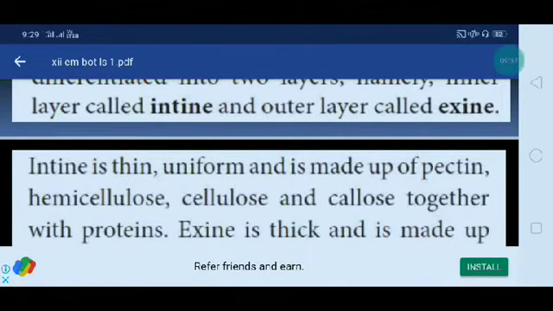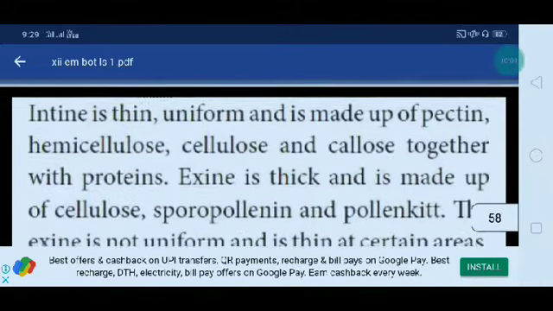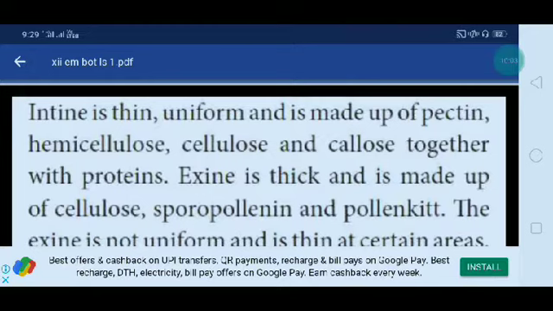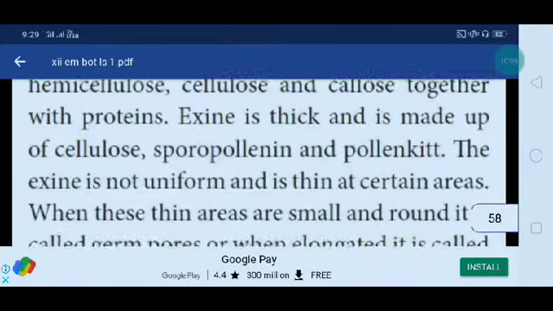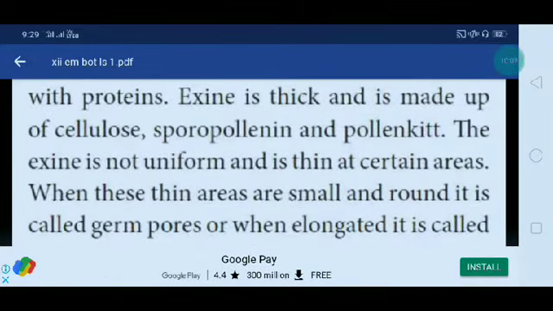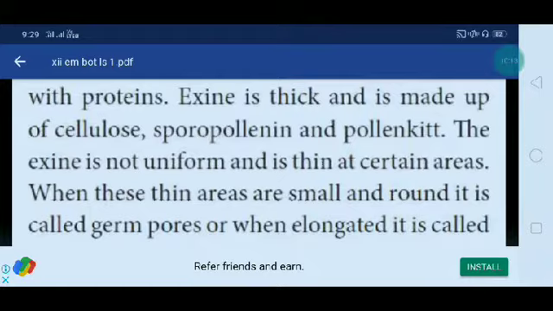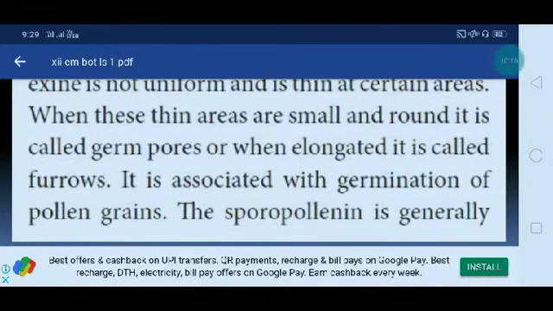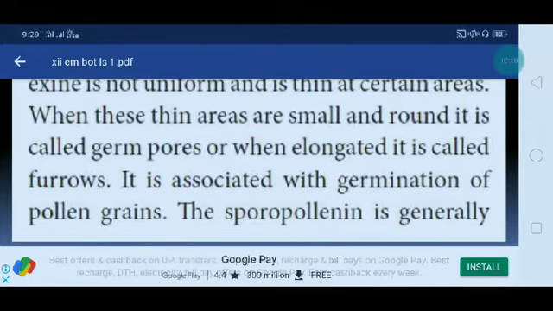and made up of pectin, hemicellulose, cellulose, and callose together with proteins. Exine is thick and is made up of cellulose, sporopollenin, and pollen kit. The exine is not uniform in nature, it is thin in certain areas. When these thin areas are small and round, they are called germ pores, or when elongated, they are called furrows. These are associated with the germination of pollen grains.